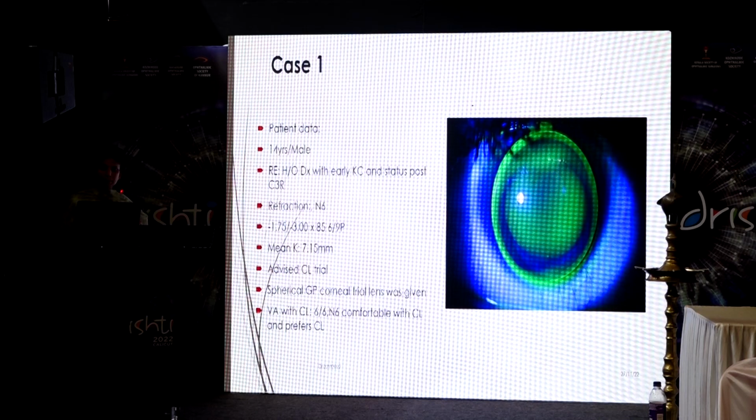So this is a very simple case of a 14-year-old male with early keratoconus post C3R. The refractive condition is minus 1.75 with minus 3 axis 85, with 6/9 partial vision. And mean K values are given over here. So he was advised a contact lens trial.